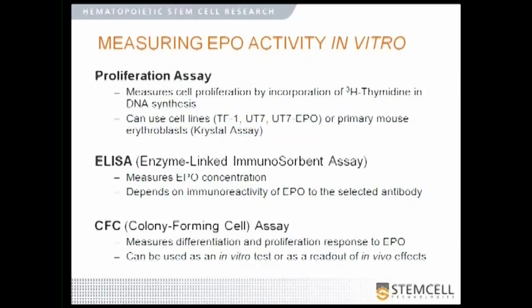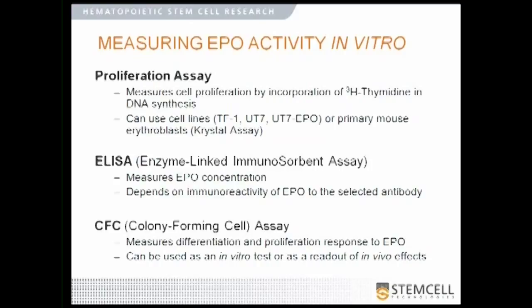In the case of measuring EPO activity in vitro, one can do a proliferation assay using tritiated thymidine uptake into DNA. This type of assay can be very sensitive and will measure EPO-induced proliferation via binding of EPO to the EPO receptor, but it does require that the cells used express the EPO receptor preferably at a similar level to that seen in primary erythroid tissue.